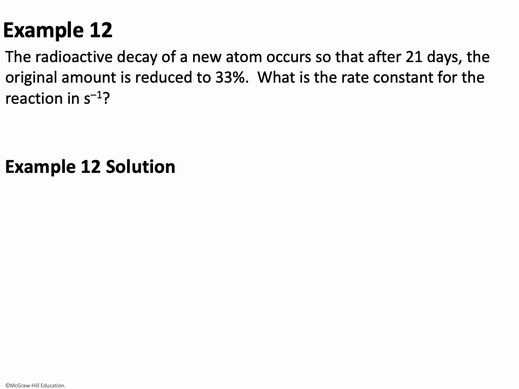The radioactive decay of a new atom occurs so that after 21 days, the original amount is reduced to 33%. What is the rate constant for the reaction? The question is asking what is K, T is the time given, and this is a radioactive decay. You need to remember radioactive decay is always first order kinetics. So in this case, it's talking about the concentration in percentage, which makes it a little bit easier. The question says the original amount is reduced to 33%. So that is how much is left after time t has passed.